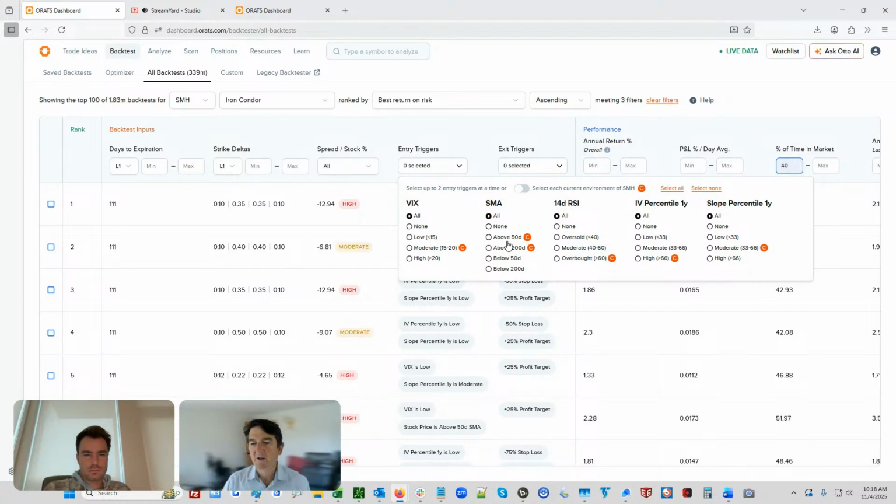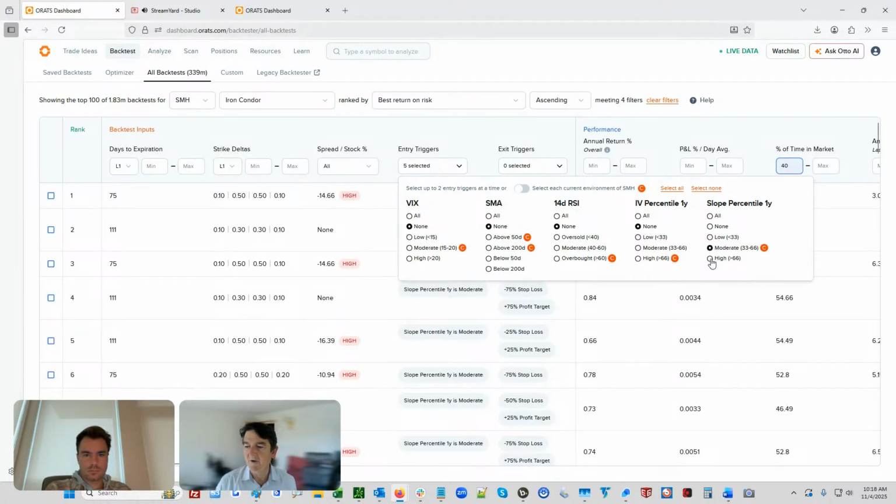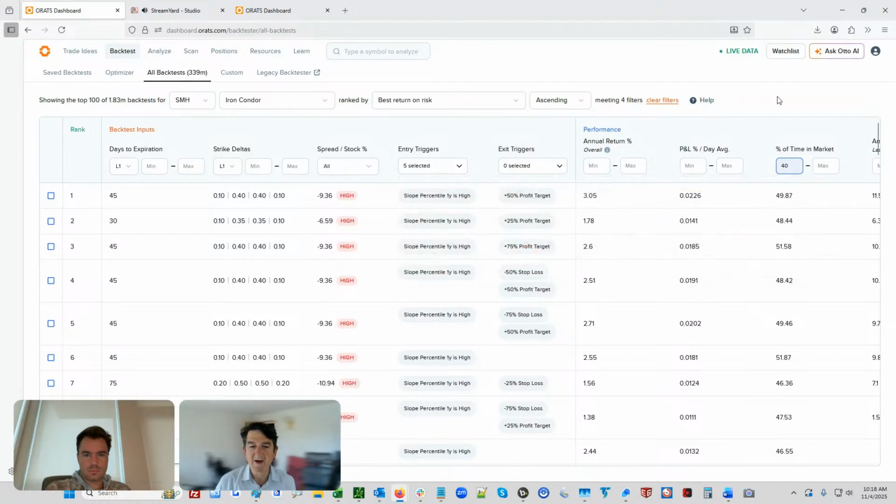So how does a certain strategy do when the IV percentile is high? Implied volatility has gone up, so we do a percentile over a year, and now it's in that 66% and above range. But we're talking more about the slope percentile, this is what we saw earlier, in the steepness. So it's moderate right now. You could say select none, or just moderate, or let's just look at when the slope is high, what types of trades tend to do better.